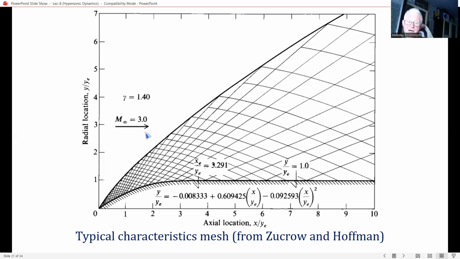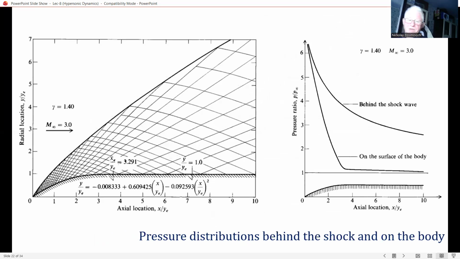At hypersonic Mach number, the shock wave would be much closer to the surface, yeah? Not so up, much closer, depending on Mach number, because the Mach angles would be smaller. The characteristic mesh would be more highly skewed. Okay? The pressure distribution behind the shock wave and along the body corresponding to the case in the left figure.